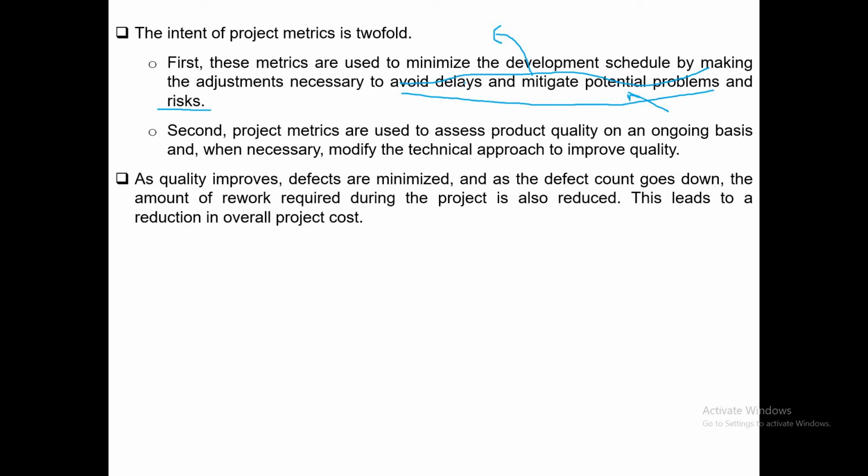On an ongoing basis means at every phase you are trying to ascertain whether the particular phase we are now dealing with is leading towards a quality product, because our ultimate aim is to have quality software, and whenever necessary, modify the technical approach to improve the quality.